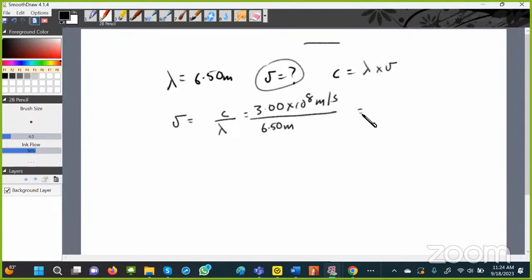So all we have to do now is plug the numbers into our calculators. So 3 times 10 to the 8 divided by 6.5. According to my calculation, in this case it's more convenient to express this in scientific notation. So this is 4.62 times 10 to the 7. And the units here would be seconds to the -1 again, because this unit will cancel out with that unit. And that would be the answer.